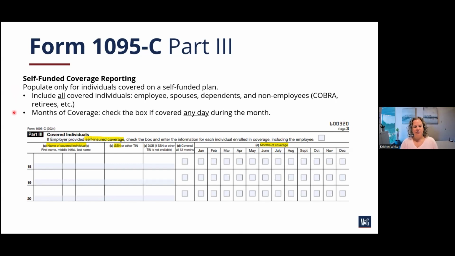So again, this is not for the employer mandate to show you offered coverage. That was the previous section. This is for that individual mandate. So they want to use this to see which individuals were covered. So you put in their name. It asks for social, but we have a little bit of reprieve there. So if you have dependents or non-employees without the social, we don't know that, you can just do their date of birth. That's fine there. And then a checkbox for each month they were covered, just even one day is enough.